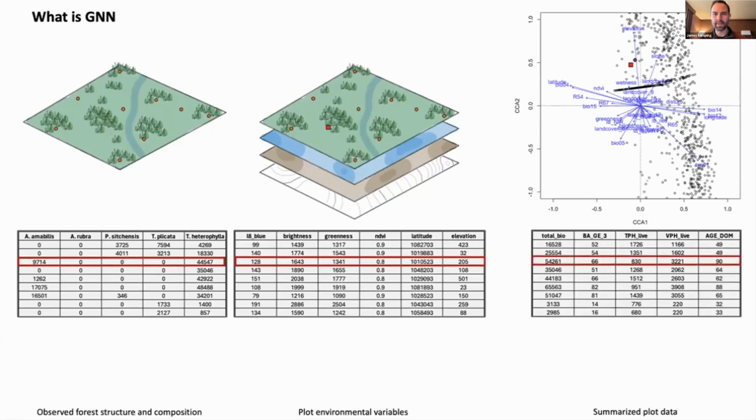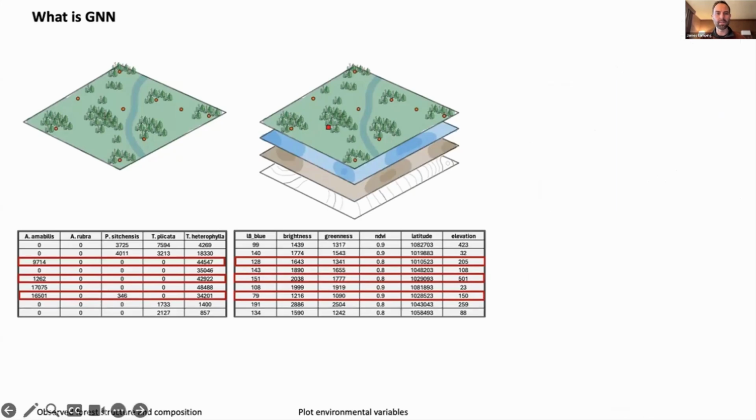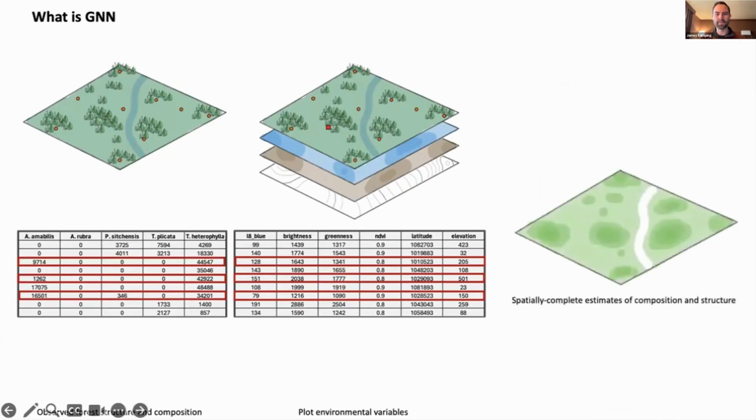You can make this a little bit more complicated. Let's say k equals 3, which means that we're using 3 nearest neighbors. In this example, we use 3. In our study, we actually use k equals 5. You look at the 3 nearest neighbors, take the summary statistics from those plots, take the weighted mean, and then impute those into your output map. So at the end, you get spatially complete estimates of forest composition and structure.